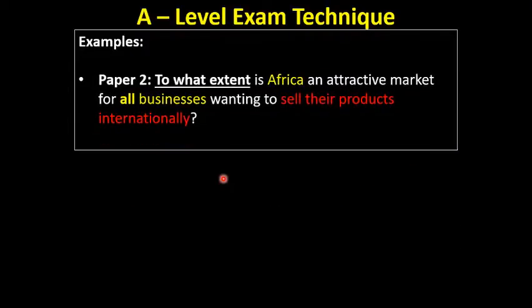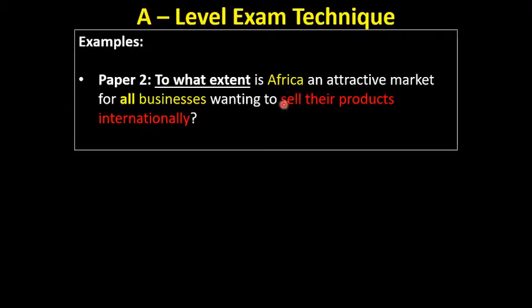This is an example that I'm going to have a look at in a bit more depth, and it might be worth you just pausing this and writing down the question. And the question comes from paper 2, and it's: to what extent, that's the instruction, you need to explain the extent to which Africa, the context, is an attractive market for all businesses, context, wanting to sell their products internationally. Okay, this is the knowledge that you need. This is the focus of the question. Businesses looking to sell their products internationally.